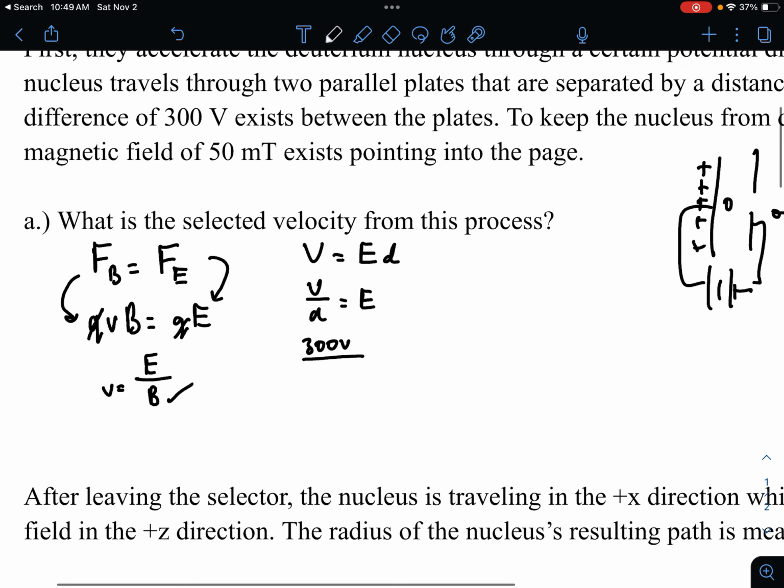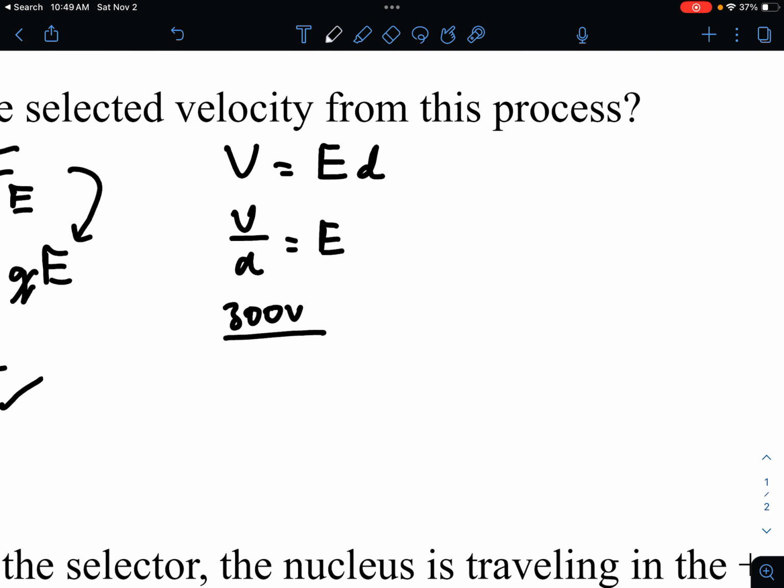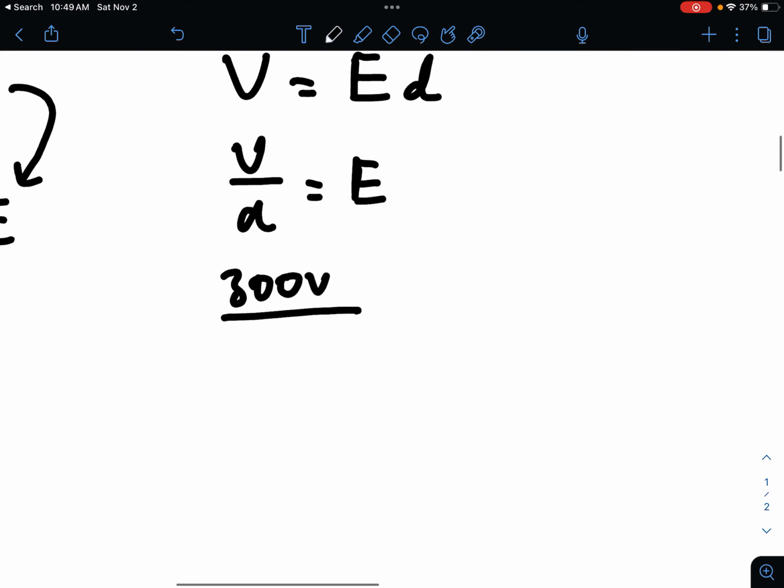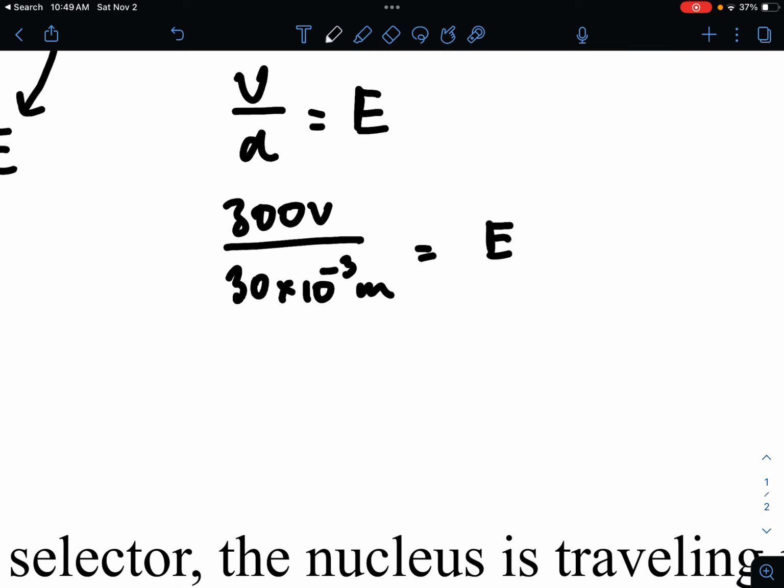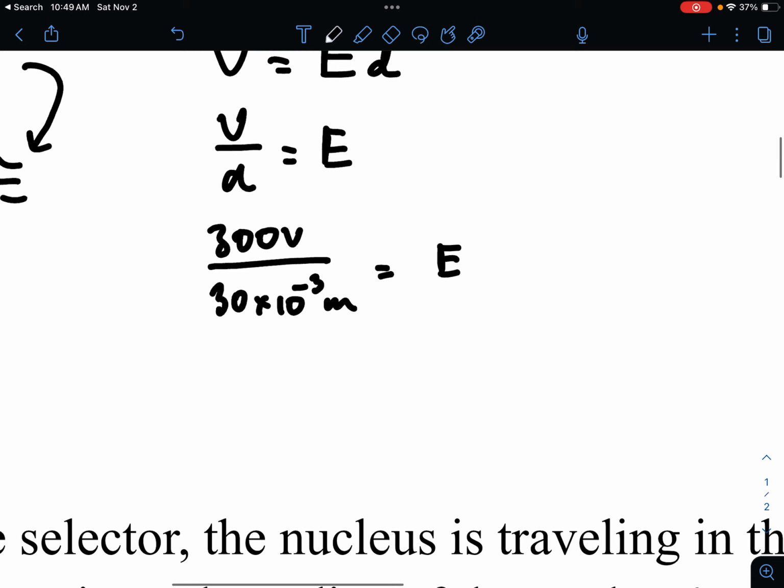Cool little side note, by the way, milli means 10 to the negative third. I know I always forget how to convert millimeters to meters. You can just write 30 times 10 to the negative third meters, and that's on your equation sheet. If you forget it, you can ask me and I'll explain more about that. 300 over 30 times 10 to the negative third, let me plug this in my calculator. I think it's 10,000. Yeah, you get 10,000 volts per meter, newtons per coulomb, whatever you want to call it.